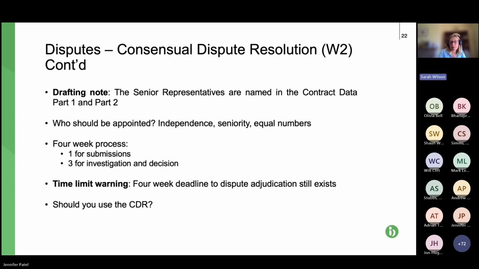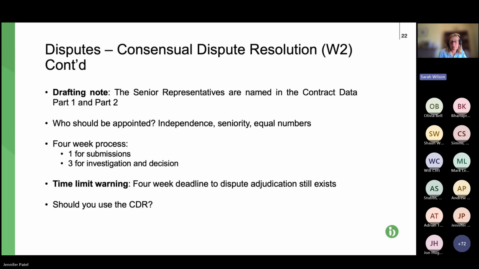It's a 4-week process. So you have 1 week for submissions. So basically you refer the matter to the senior reps. Within a week, both parties make the submissions. And then there are 3 weeks for the senior reps to discuss, possibly do joint investigations.